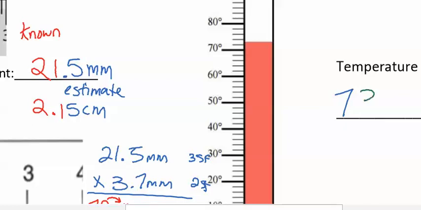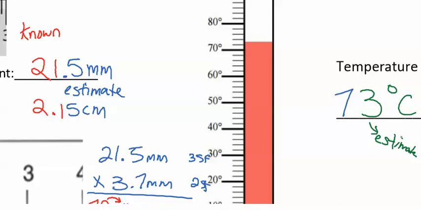This one's pretty clearly between 72 and 74, so this one's going to be 73 degrees Celsius. The 3 is going to be the estimated digit, because there's no way with this measuring device to know for sure if it is 72.5 or 72.9. We don't have the information with our thermometer. So depending upon the measuring device you have will determine the quantity of significant figures you have.